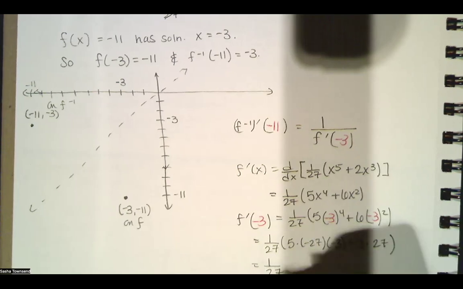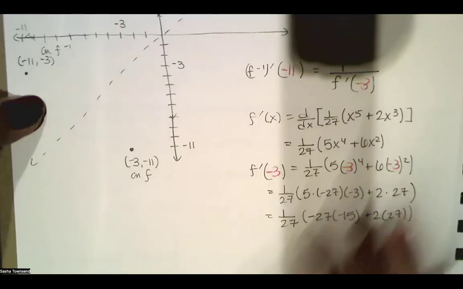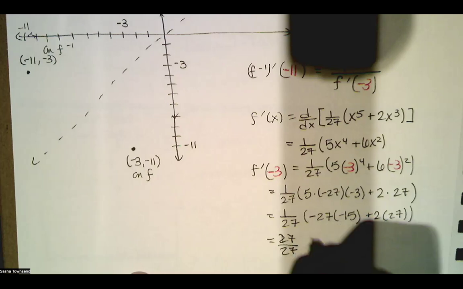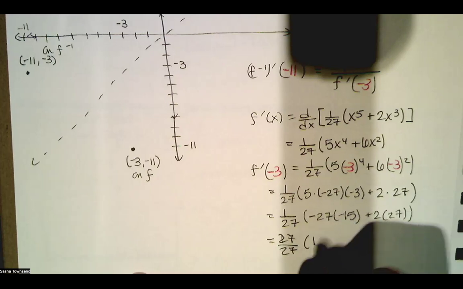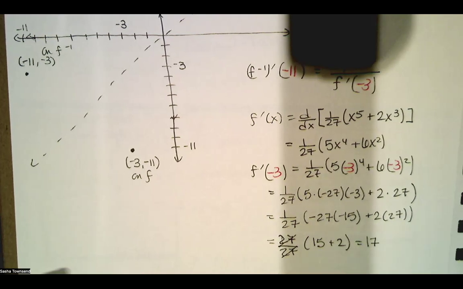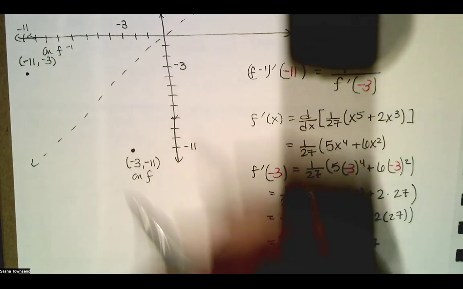So I've got 1 divided by 27 times -27 times -15. And then if we want, we can say plus 2 times 27. If we factor that 27 out, we'll have a negative times a -15 is positive 15, plus 2. Those guys reduce. And we get a slope of 17. I hope I did my arithmetic correctly. Say, okay, if the slope here is 17, which is huge, I was going to try to graph it.